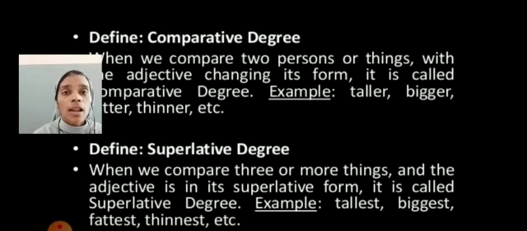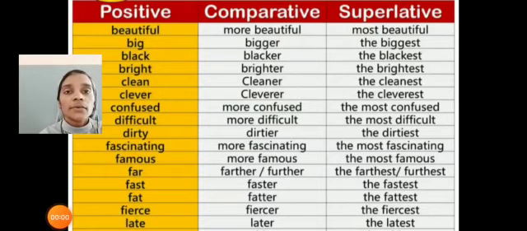But with the long adjectives, we use more in comparative degree and most in superlative degree. For example, more beautiful, most beautiful. More difficult, most difficult. More confused, most confused. Here we used more and most before the adjectives. Now we can go through some examples.